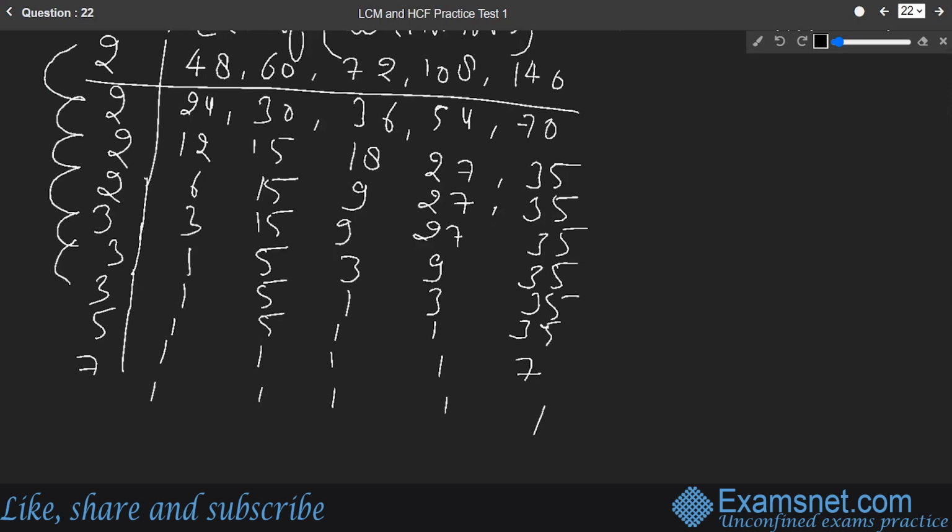144, and then we are supposed to find out at the very end 144 into 3 into 5 into 7. That is what is going to be the LCM. If we multiply them together, the LCM is coming out to be 15120.